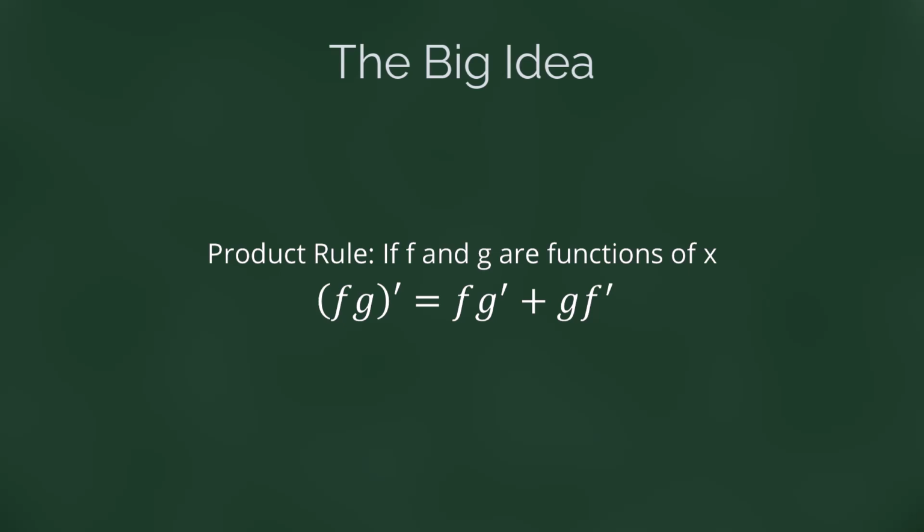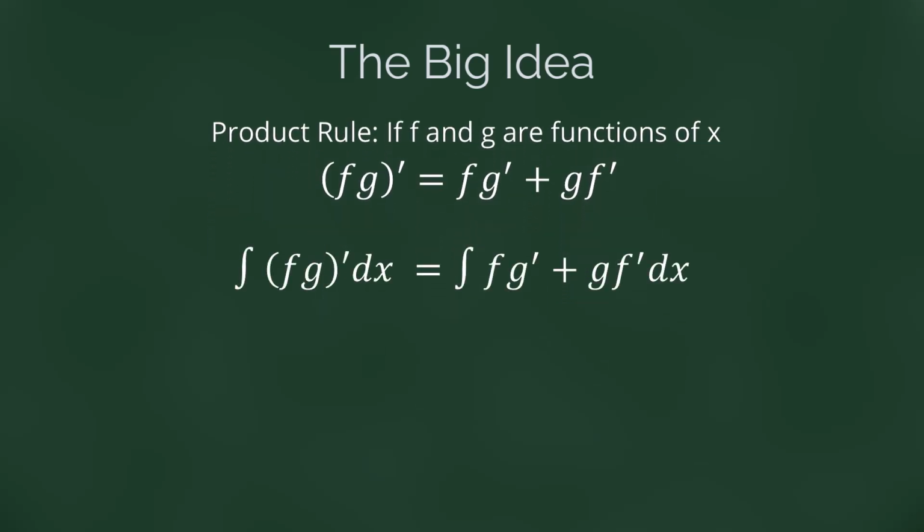We used the chain rule to help us figure out how to do u substitution. Now we're going to use the product rule to come up with a procedure called integration by parts. Recall that the product rule tells us that the derivative of the product of two functions is equal to the first function times the derivative of the second, plus the second function times the derivative of the first.